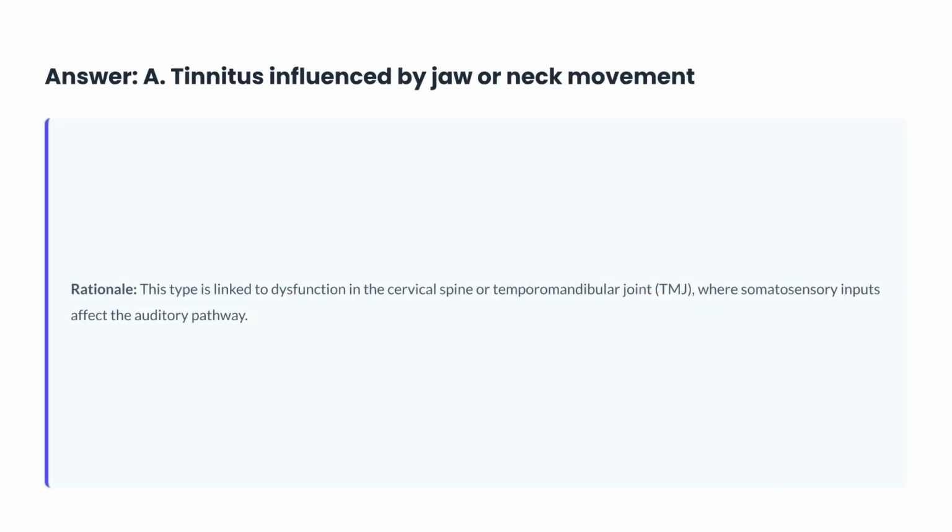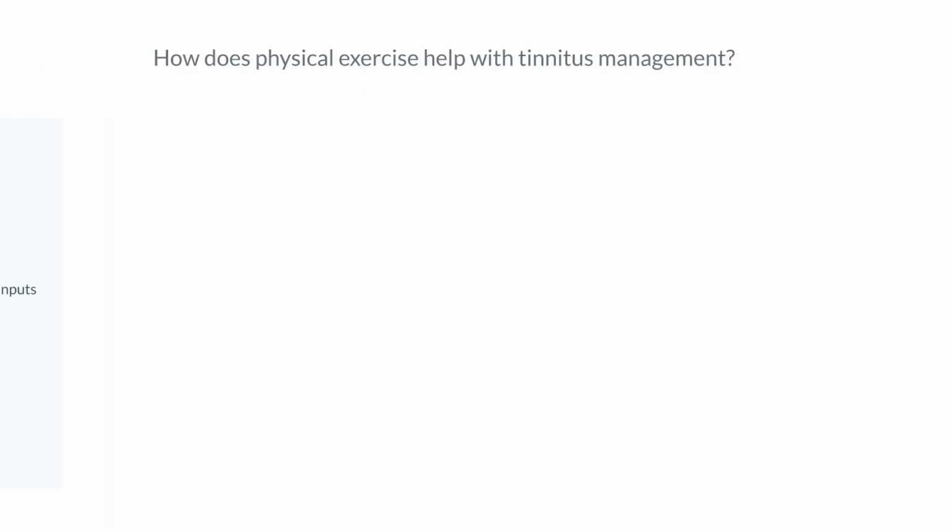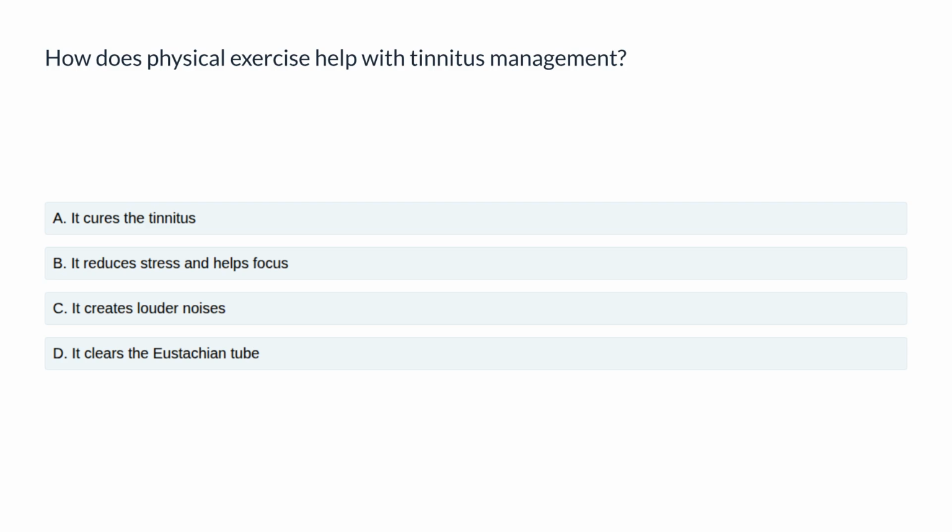What is somatosensory tinnitus? A. Tinnitus influenced by jaw or neck movement. B. Tinnitus caused by loud noise exposure. C. Tinnitus related to blood pressure. Or D. Tinnitus that sounds like a roar. The correct option is A. Tinnitus influenced by jaw or neck movement. This type is linked to dysfunction in the cervical spine or temporomandibular joint, where somatosensory inputs affect the auditory pathway.